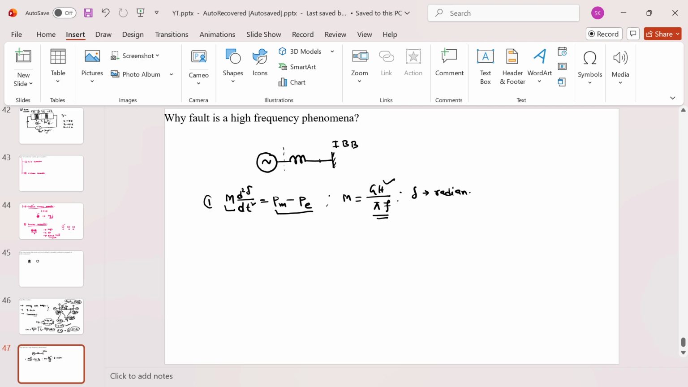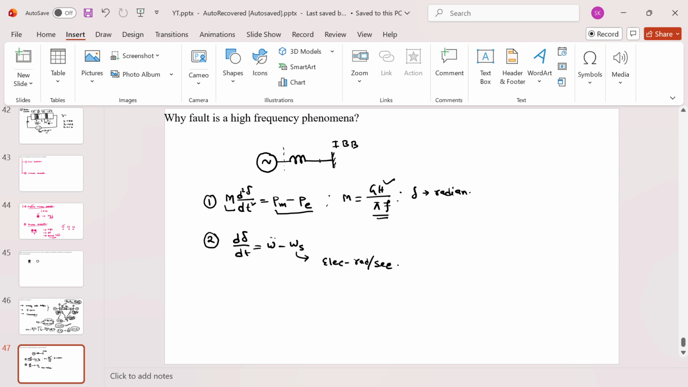You need to know this equation, and you also need to know one more equation, the relative velocity. We write the relative velocity as d delta by dt equals omega minus omega s. This omega s is the frequency of the infinite busbar, and its unit is electrical radian per second.